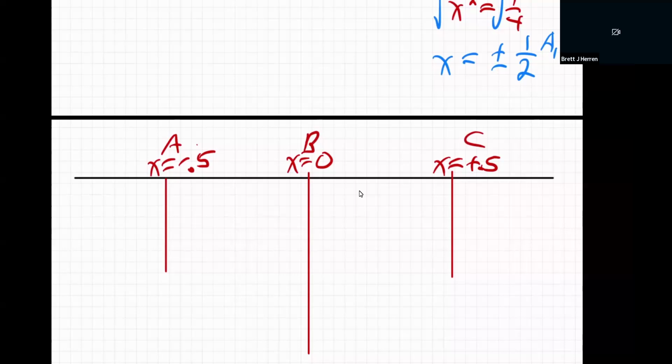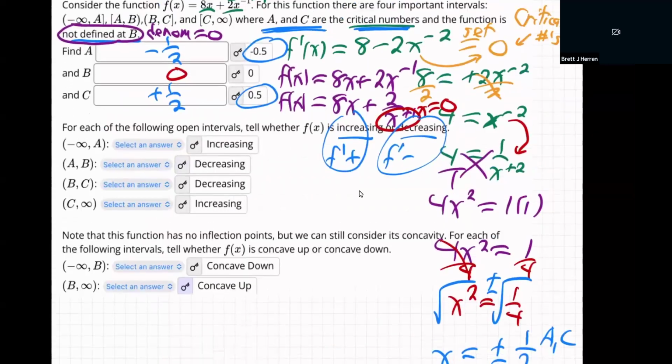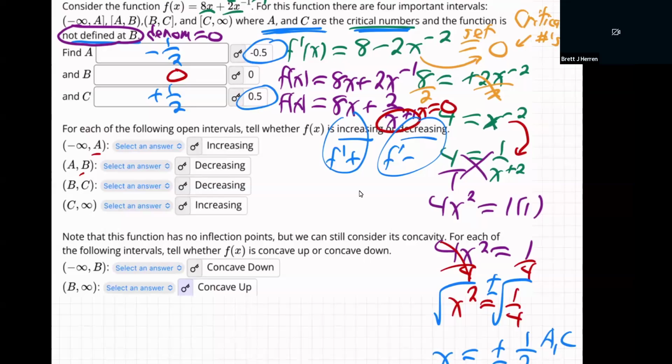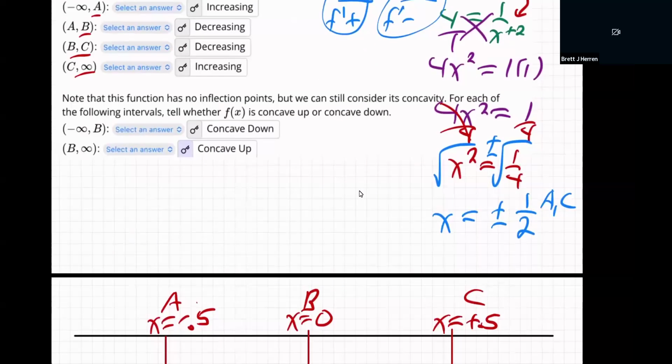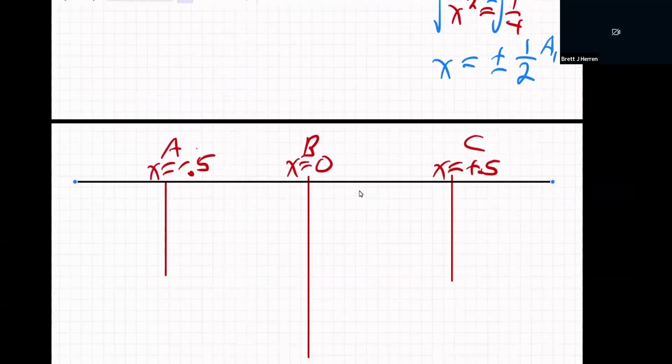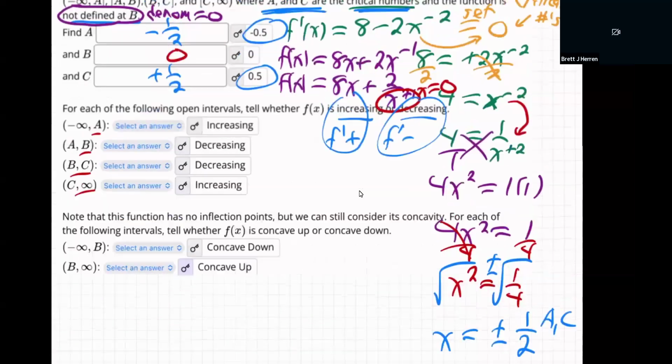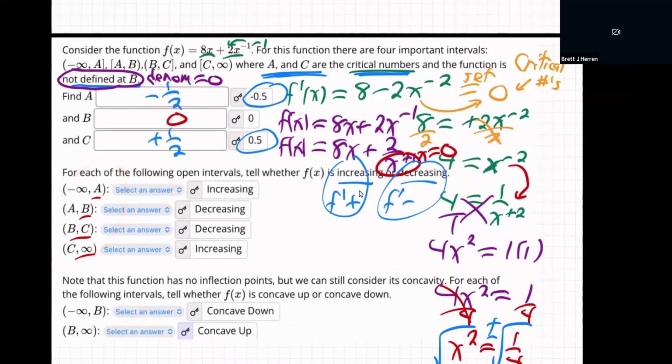Okay. And they said, break it up with A to B, B to C, C to infinity. So, right, that's these four intervals. This one goes from negative infinity to A, A to B, B to C, C to infinity, and the rest is a number line. Okay, those are the intervals. And we want to check the first derivative. What's the first derivative? Right here.